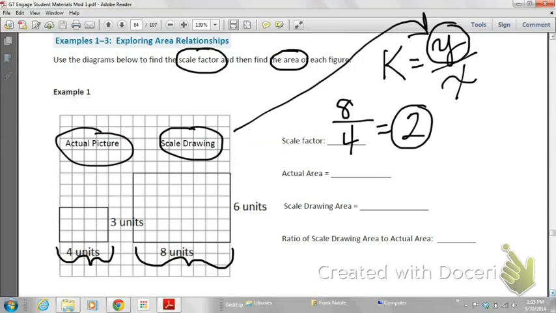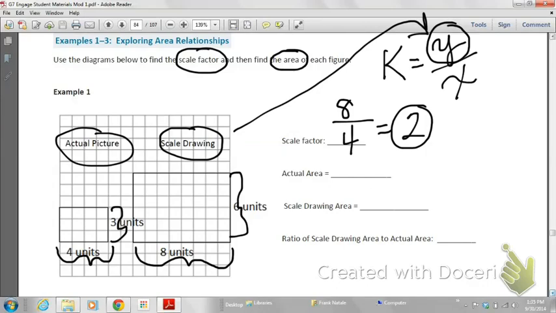And that would work the same if you looked at the other side, when you have 6 over 3. That would equal 2 as well. Okay, and now let's go ahead and look at the actual area. We're going to find the actual area of the scale drawing.